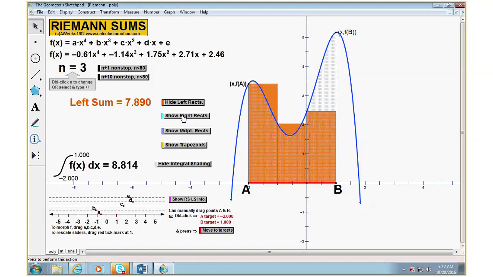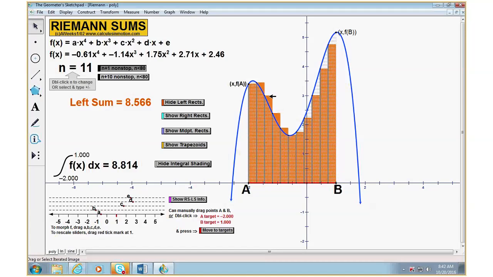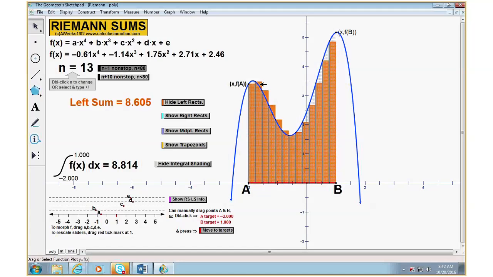let me see if I can do this. 3, let's go to 4, there we go. As you do that, what happens to the rectangle? The rectangle gets smaller. And what happens to the overlap up here? It gets what?